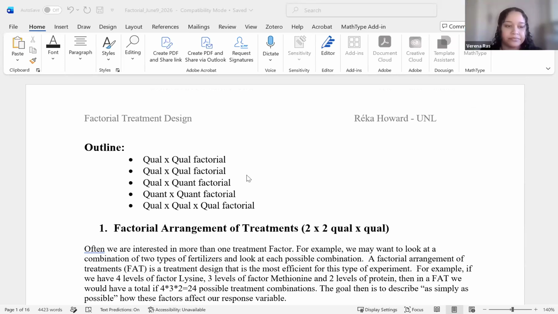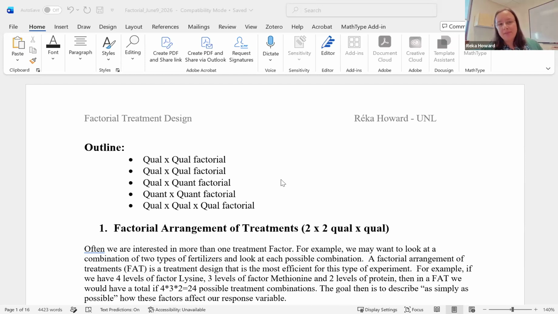Perfect. So just briefly, I would mention several examples today. The idea is that if we talk about these different types of factorial designs, then we can handle any combinations. What I mean by that, we will have qualitative and quantitative factors, and we will talk about how to deal with them differently. But first, let's talk about what a factorial arrangement of treatments is. Why do we need this?